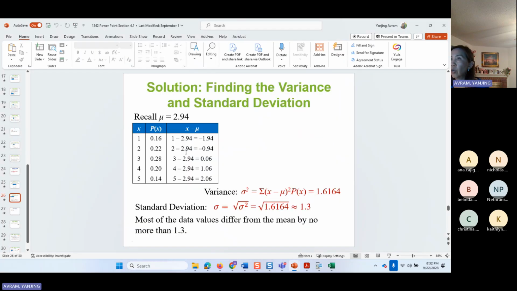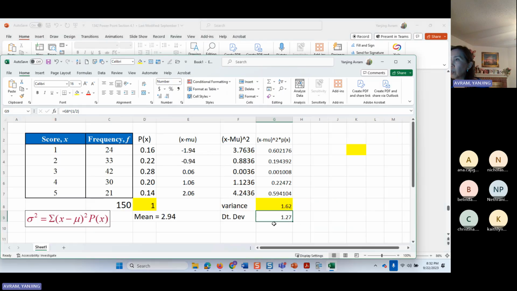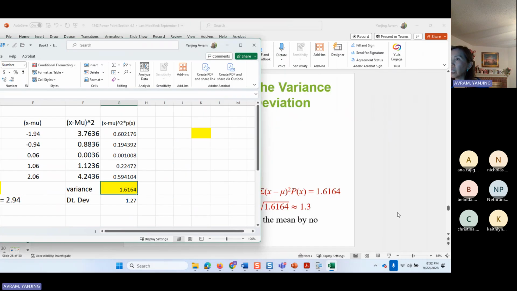Okay, so you have this x minus mu, and then it didn't show the rest of them. You have to have a square first, and then times p of x, right? And that is 1.61, whatever that is. If we round to 4 decimal points, it's exactly the same, right? 1.6164, that's 4 decimal points.